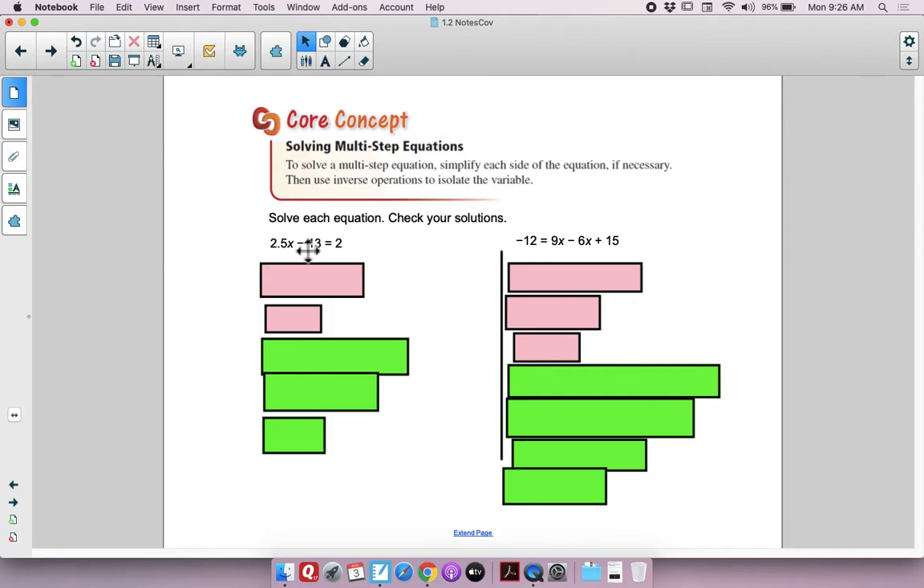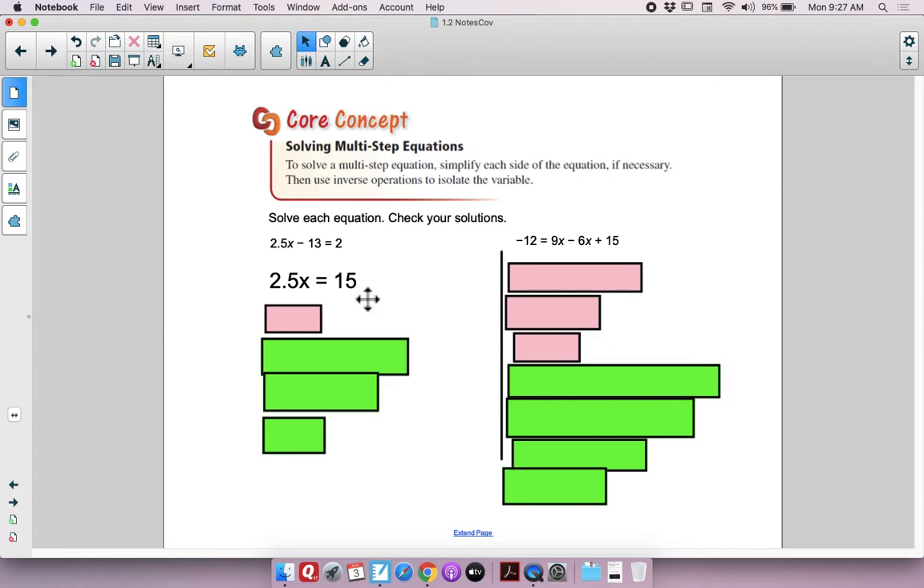We want to isolate this term that has our variable in it. So what would we do? That means this negative 13's got to go away. So what do we do to get that off that side? We add 13 to both sides. 2 plus 13 is 15. Now I want to know what x is, not 2.5 of x. So what do we do? Divide both sides by 2.5.